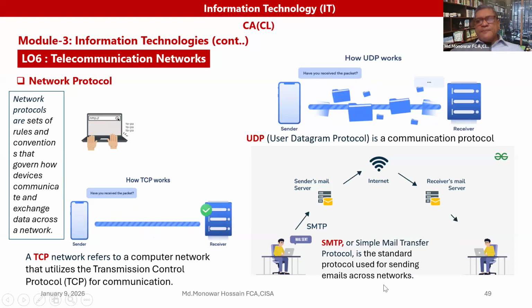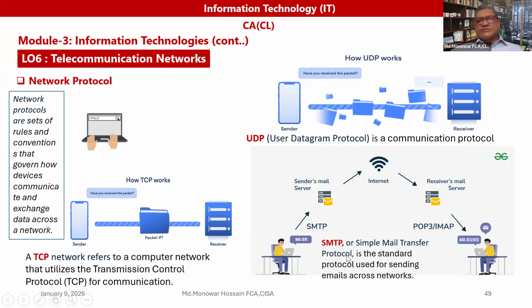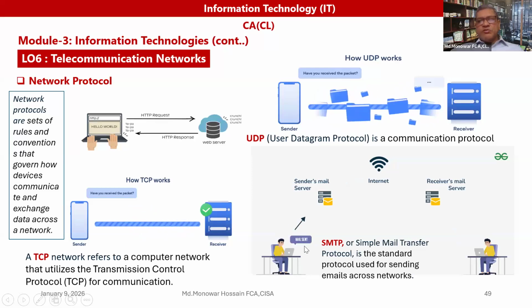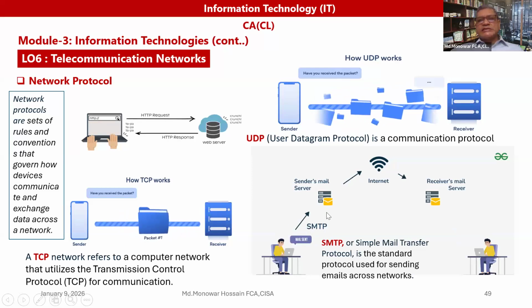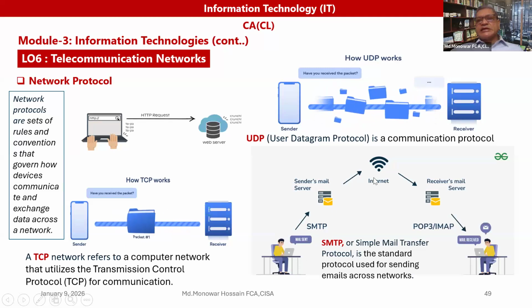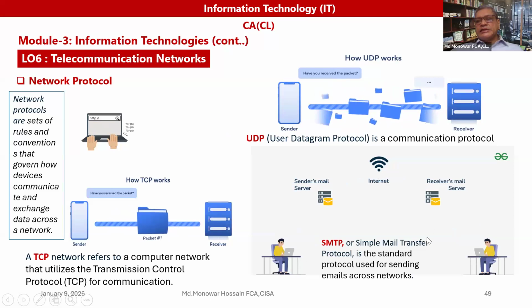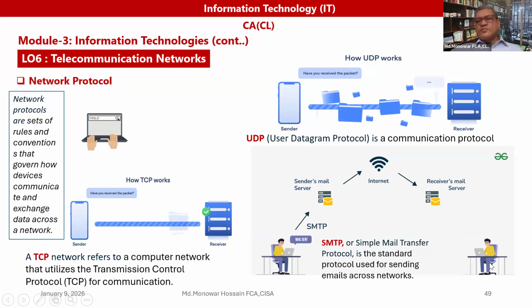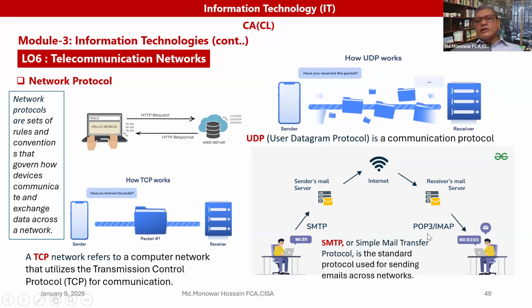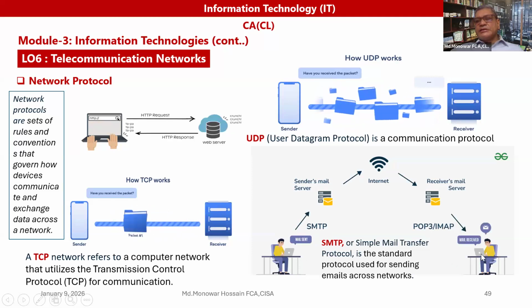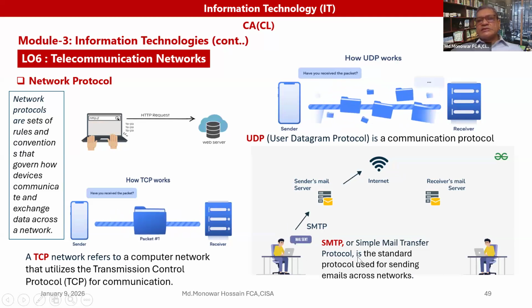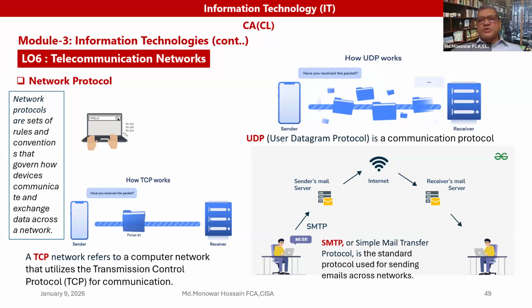And SMTP means simple mail transfer. Look here how they work. Mail is sent through SMTP, from the sender's mail server through the internet to the receiver's email server. Then here the receiver receives the mail through IMAP. See the SMTP, simple mail transfer protocol.